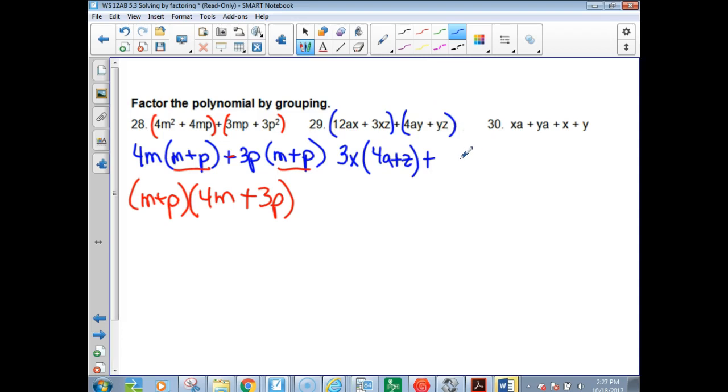The second pair have a y in common only, and that leaves me with a 4a plus z. Thankfully, something matches. What matches is 4a plus z. So we're going to factor it away from them. Factor out a 4a plus z, leaving us behind 3x plus y.